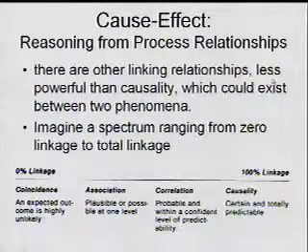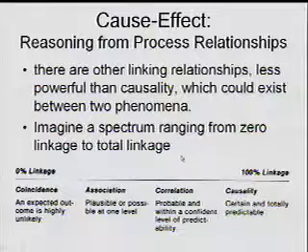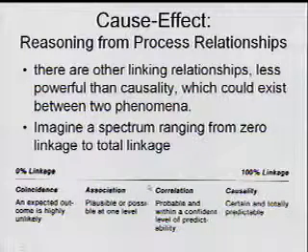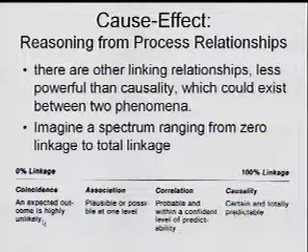So there are other linking relationships less powerful than causality, which could exist between two phenomena. And we can imagine a spectrum or a continuum ranging from zero linkage to total linkage. So we see on this table below zero linkage on the left and 100% linkage on the right. And it spans from coincidence to causality. And we'll talk about each of these in general, but I'll just quickly go through them here. So the coincidence is an expected outcome is highly unlikely. Can't make a prediction. Association, it's plausible or possible at one level.